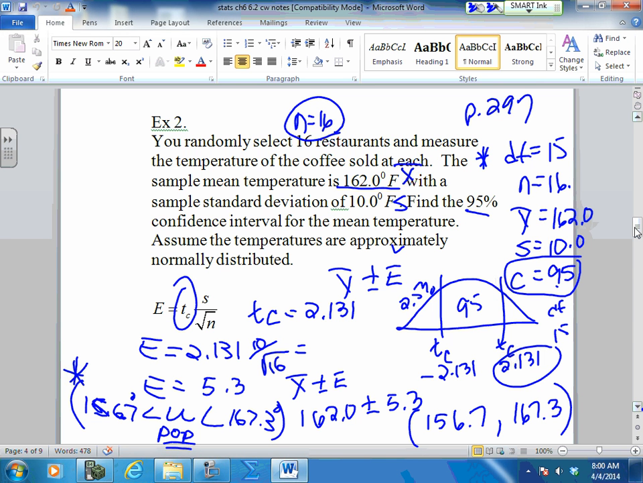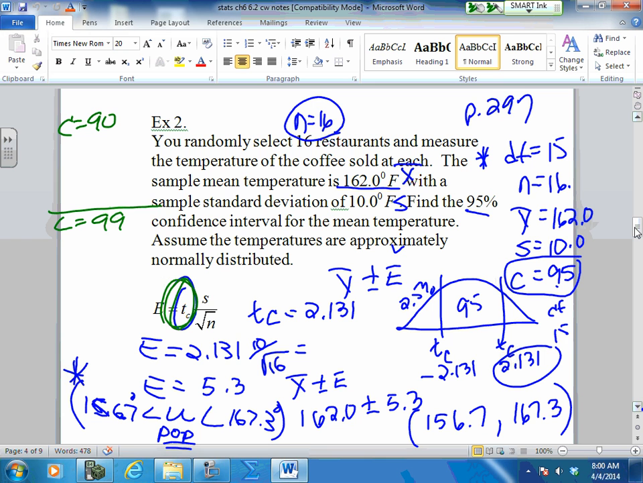The confidence is changing. So what's going to change in our formula? TC. TC is going to be where you're changing. Everything else is going to be the same. You want a confidence interval of 90. You want a confidence interval of 99.